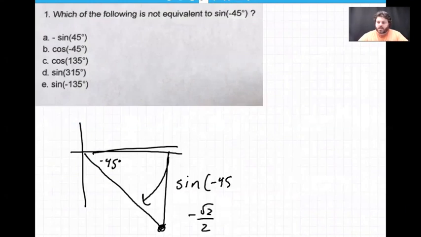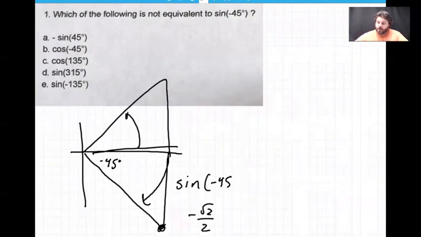Well, let's see, negative sine of 45. So sine of 45, remember this is our positive 45 degrees. The sine here is the same as for negative 45, but it's positive because we go up. When I graph that point, I go up. So that's positive root 2 over 2, but because it has a negative in front, we add that negative and it's the same thing. So this is equivalent to sine of negative 45. So we say that's not our answer.